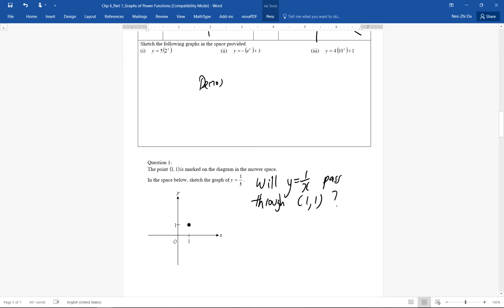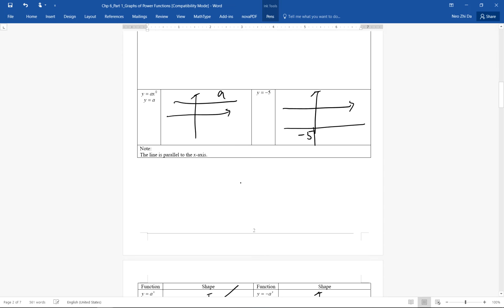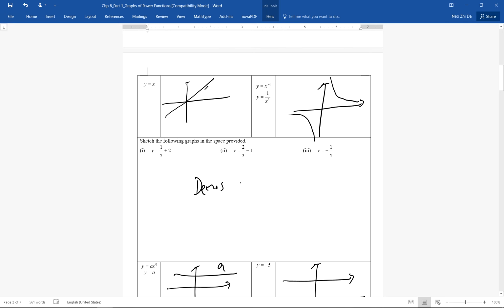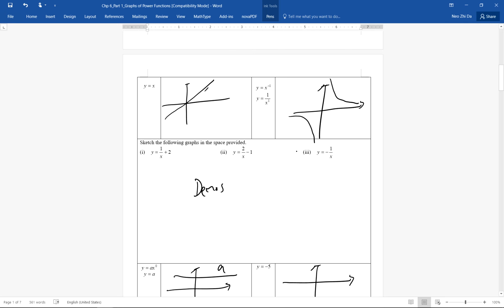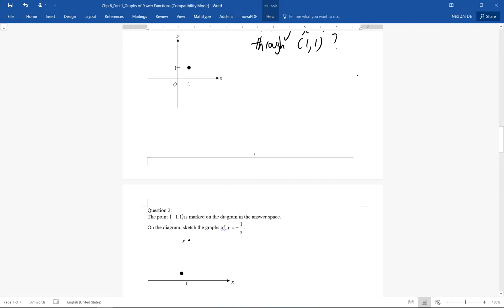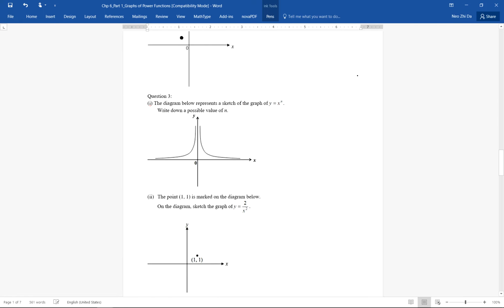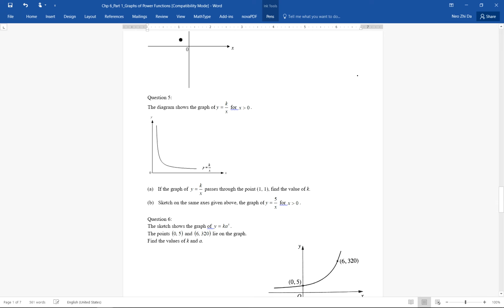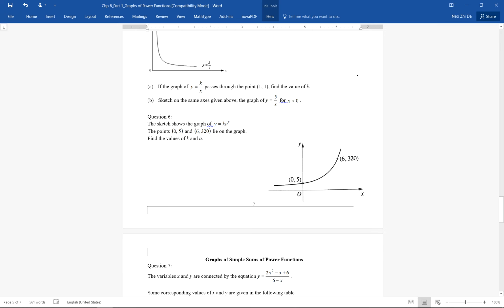So y equal to 1 over x, how does it look like? Okay, you can refer, you got to memorize it. In an exam, this will not be provided. Okay, so you go and see how you draw, answers will be provided. Okay, just do everything.